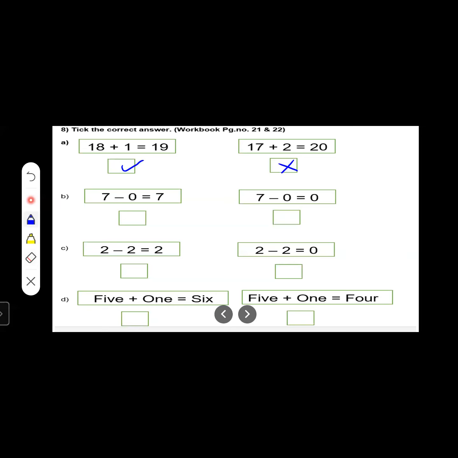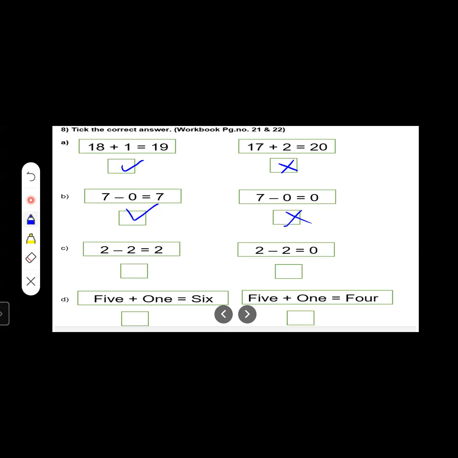7 minus 0 is equals to 7 is correct, or 7 minus 0 is equals to 0 is correct. Which one is correct? The first one or the second one? Yesterday also I told you any number subtracted or added with 0, that number only will be the answer. So 7 minus 0 is equals to 7. So this one is correct and this is wrong.